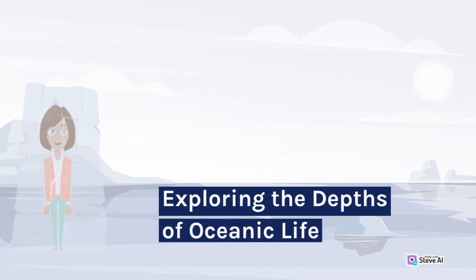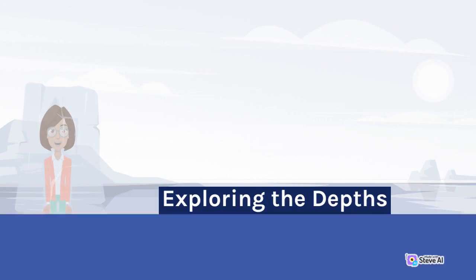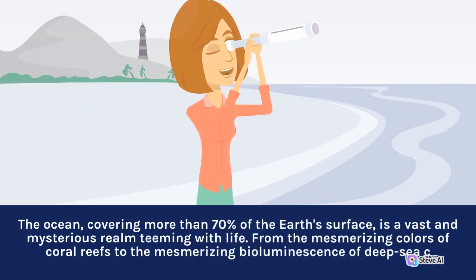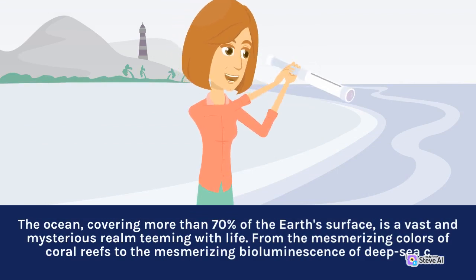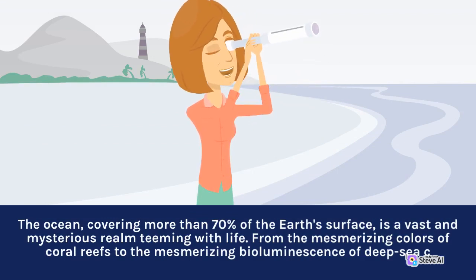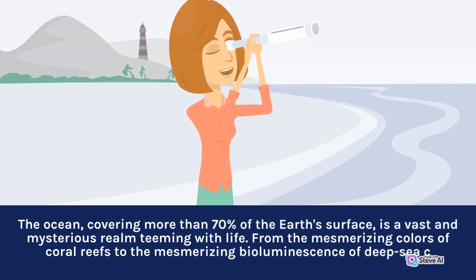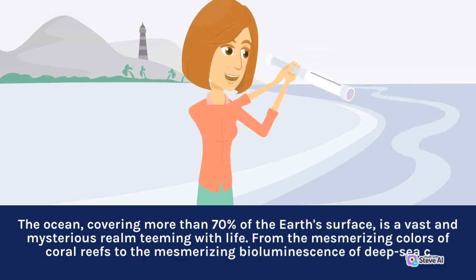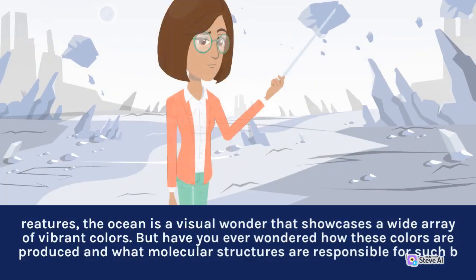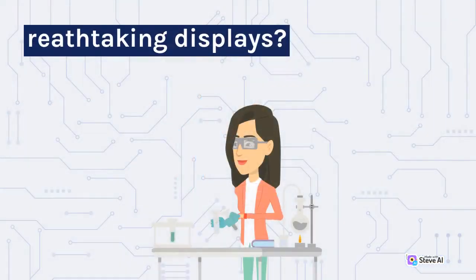Exploring the depths of oceanic life. The ocean, covering more than 70% of the Earth's surface, is a vast and mysterious realm teeming with life. From the mesmerizing colors of coral reefs to the mesmerizing bioluminescence of deep-sea creatures, the ocean is a visual wonder that showcases a wide array of vibrant colors. But have you ever wondered how these colors are produced and what molecular structures are responsible for such breathtaking displays?